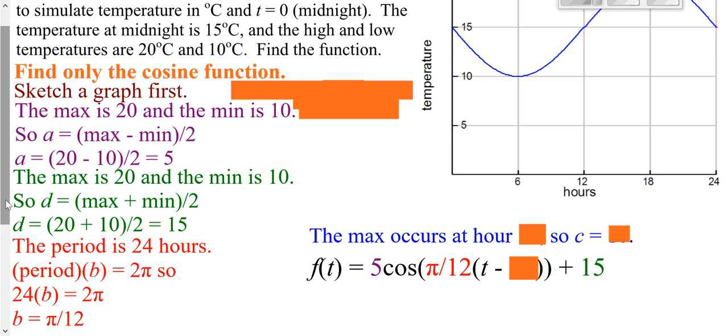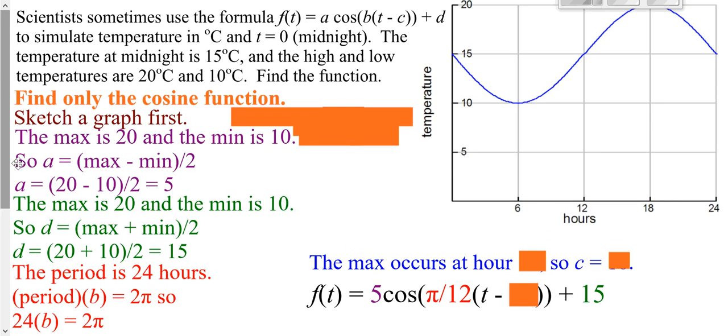Once again, when you're dealing with cosine, and it's only when you're dealing with cosine that C is when your max occurs. In this case, maximum occurs at 18 hours. So that means C is 18, so we can go ahead and plug in 18.